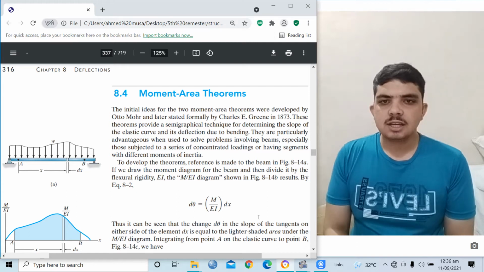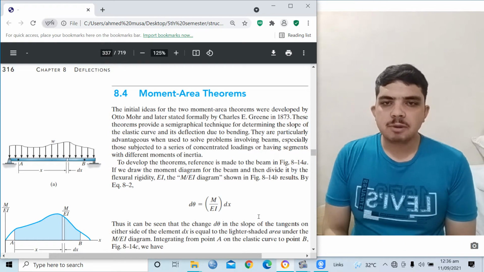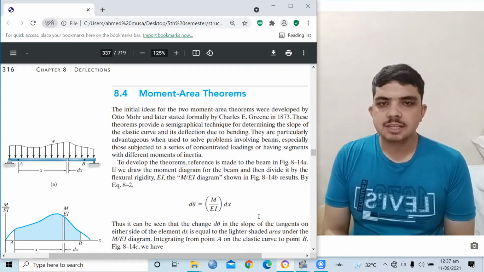In this lecture, I am going to discuss the moment area theorem. So, what is the moment area theorem? Why do we use it? And what is the basic purpose of the moment area theorem? With the help of the moment area theorem, we can easily find the slope and deflection of beams.